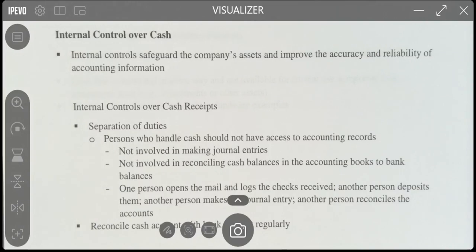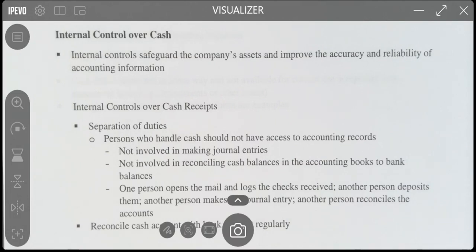Separation of duties refers to that persons who handle cash should not have access to the accounting records. The person handling the cash should not be involved in making journal entries. They should not be involved in reconciling cash balances in the accounting books to the bank balances. To accomplish separation of duties, one person opens the mail and logs the checks received. Another person deposits the checks, and yet another person makes the journal entry. And another person reconciles the accounts. So if that's true, then it would take a lot of collusion to steal money from the company.